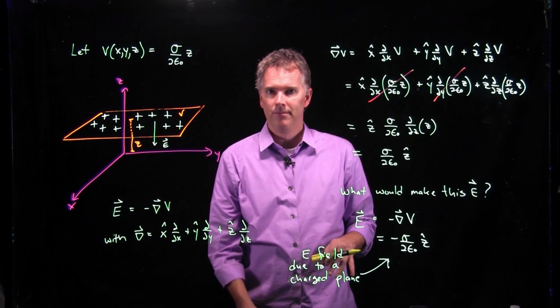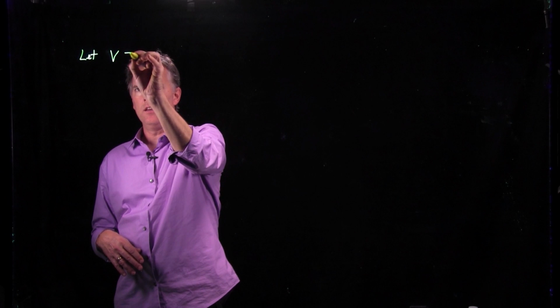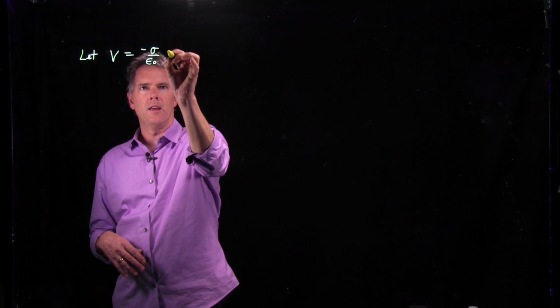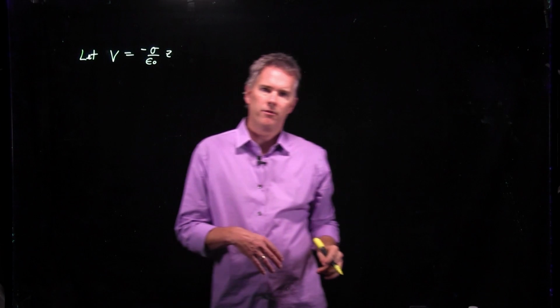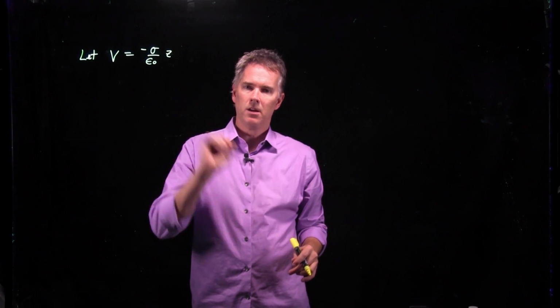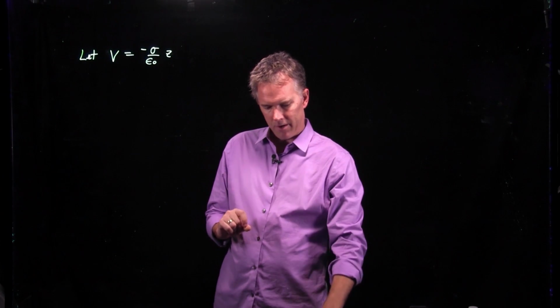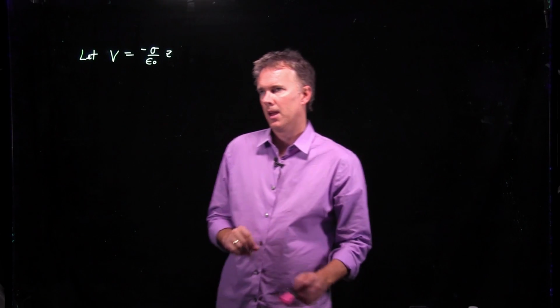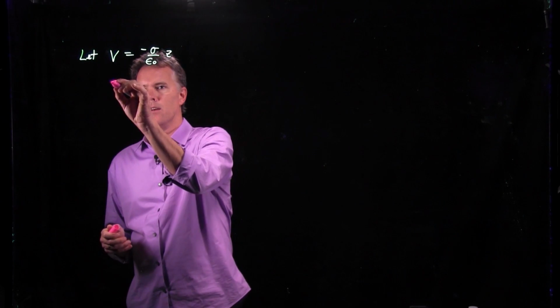Let's try some more. Hello, class. Let's take a look again at an example of calculating the E field from a certain potential. And so let's say that we have a potential V, which looks like this. Sigma over epsilon naught with a negative sign out in front, and then we'll put a Z on there. Can we figure out what the E field is from this? Okay, what is E?